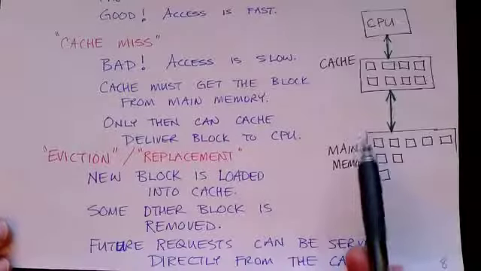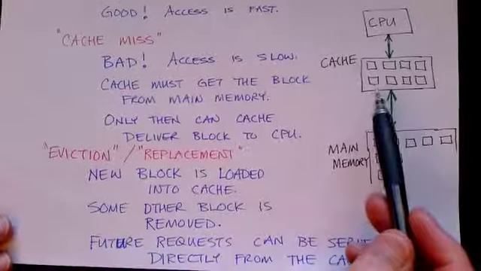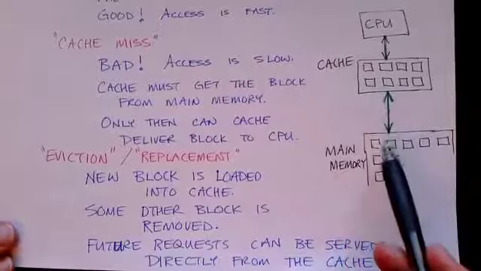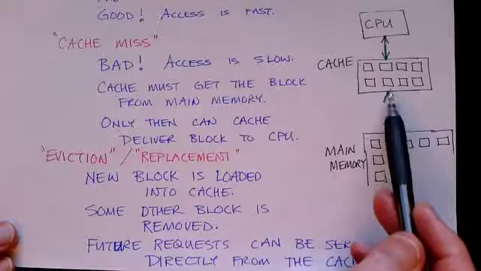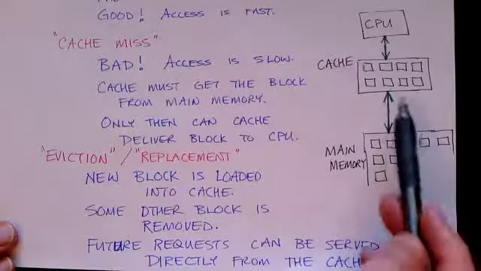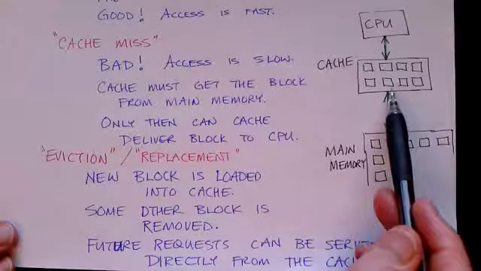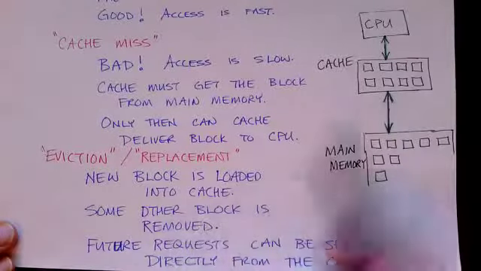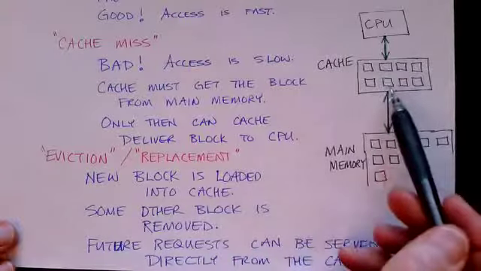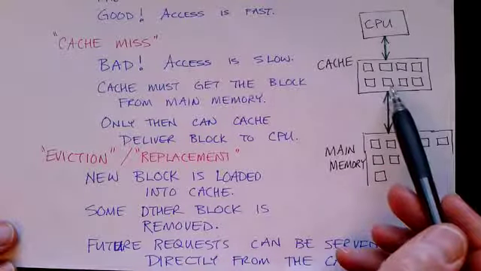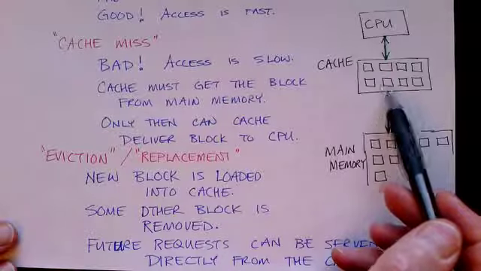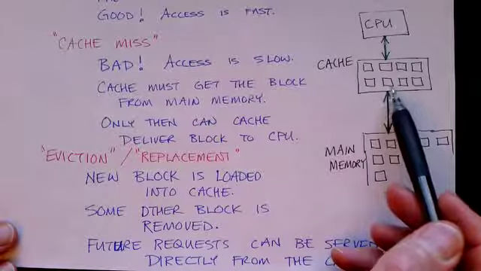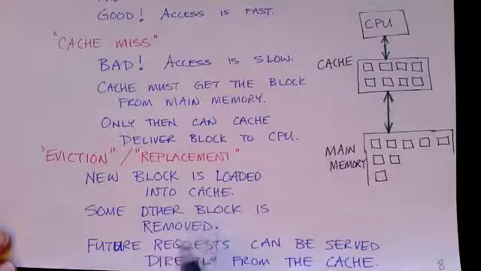Now, if there's a cache miss, then the new block will be fetched from main memory, and the cache will then store that block. So the new block will be saved in the cache, and that's great because the CPU may need other data from that block. It may need to access that block again in the near future, and so that block is now in the cache. But some other block had to be removed.